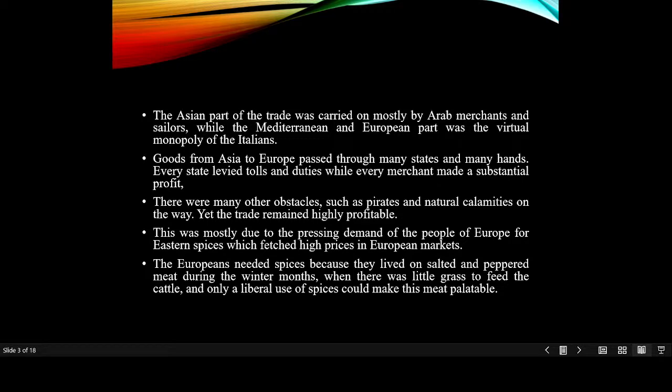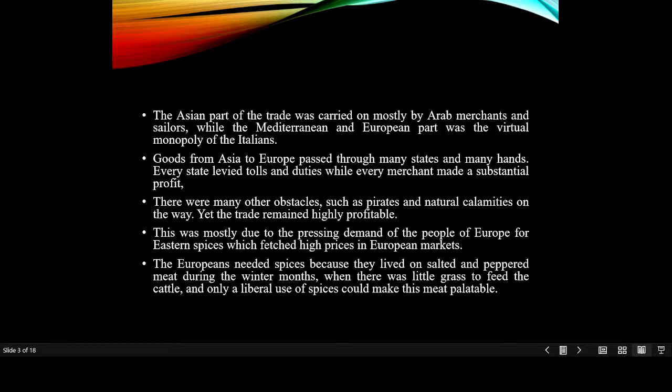So, before the advent of Turks, who gained prominence only in the 14th and 15th century, it was the Arabs. Okay, Arabs played a very significant role. They dominated the Indian trade, particularly trade with the western part of India, present day Kerala, which was dominated by the Arab merchants and the sailors.